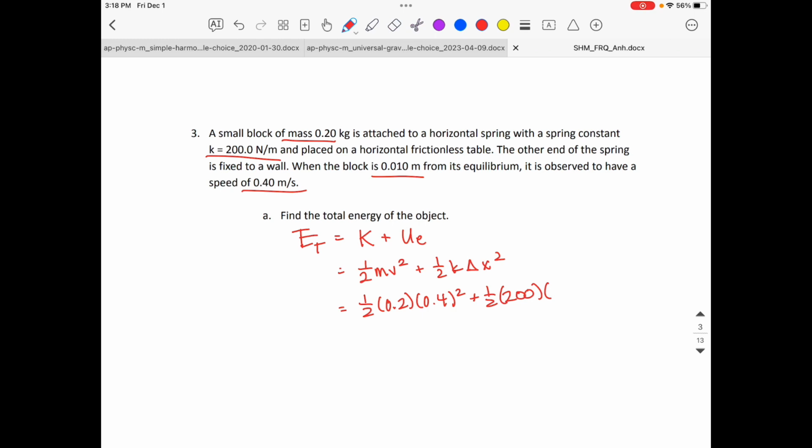And delta x is 0.01 squared. You can plug that into your calculator. It all comes out to 0.026 joules as the final answer.